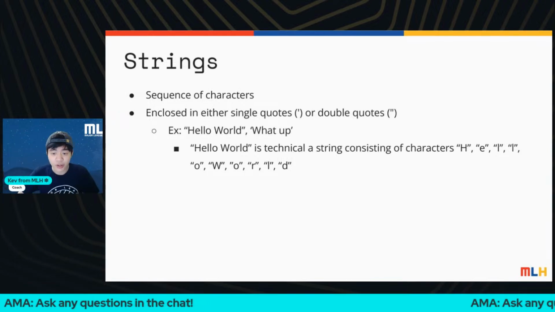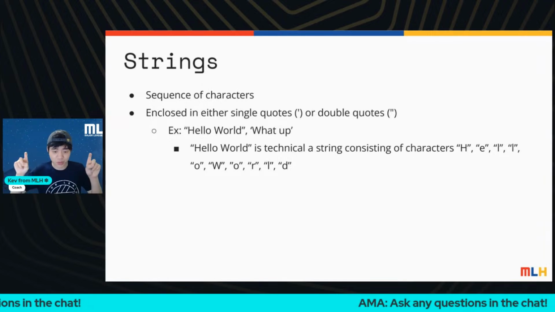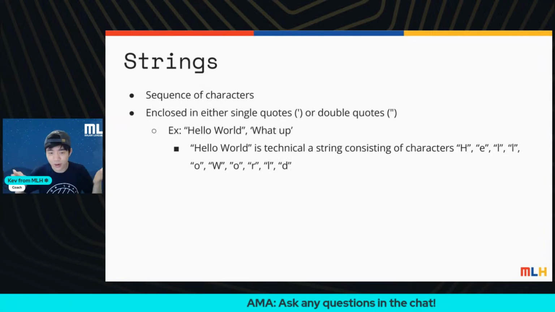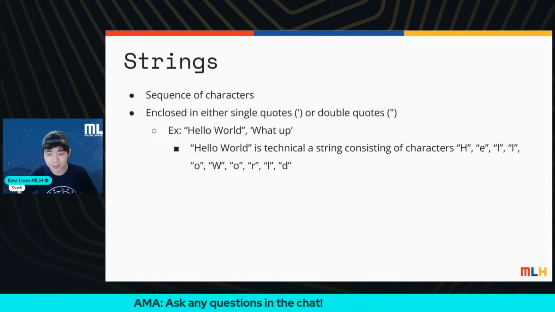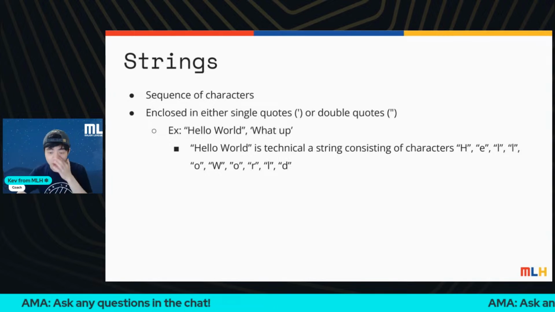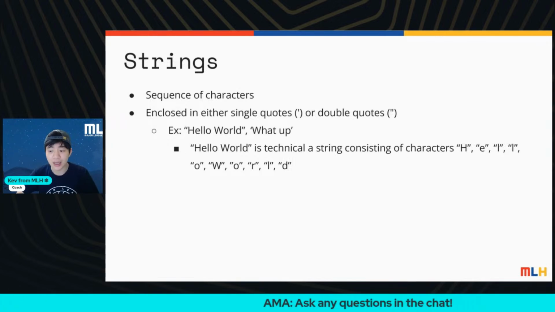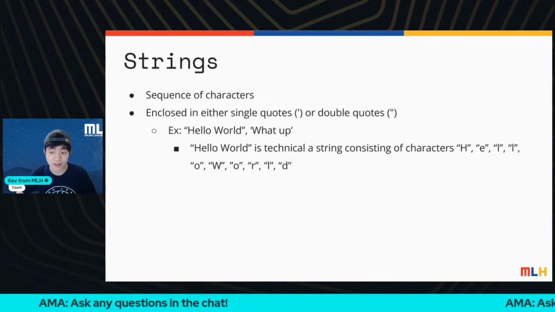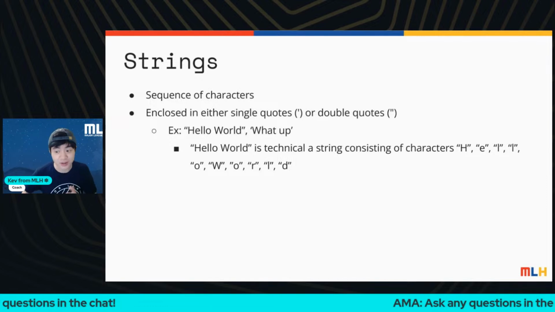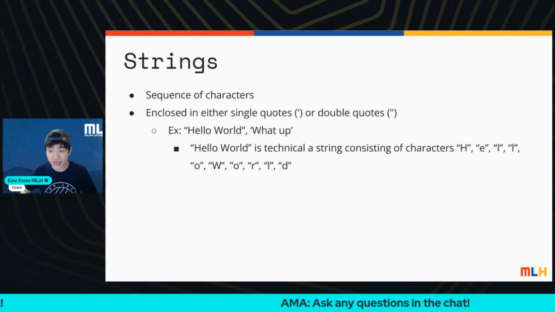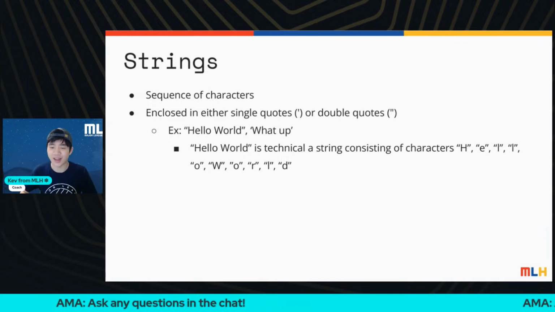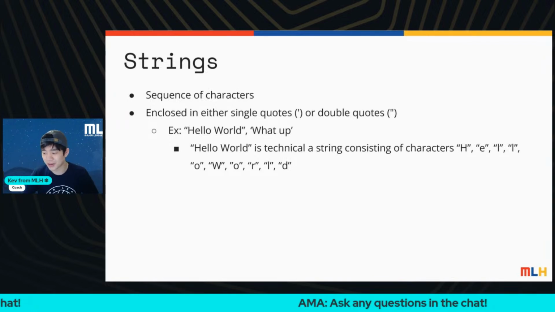Strings are generally enclosed in what we call single quotes, or just one quote, or double quotes. So for example, "hello world" is enclosed in double quotes, and 'what's up' is enclosed in single quotes. A whole string like "hello world" in double quotes is technically just a string consisting of characters, which are the data type representation of letters. So essentially it's H quoted, E quoted, L, and so on, and that all goes together.